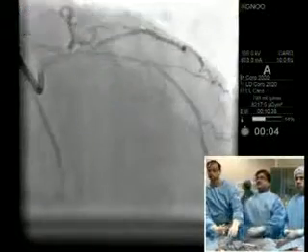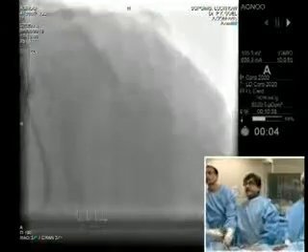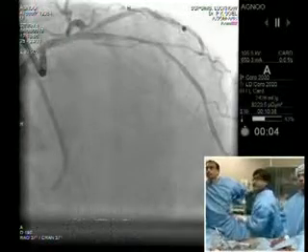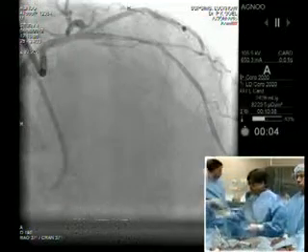Okay. So that's it. So I think we have opened it, and we have the channel, and we have it patent. I'll just do a balloon, and maybe we'll have the stent in place. Come on. The same balloon, 2.5.